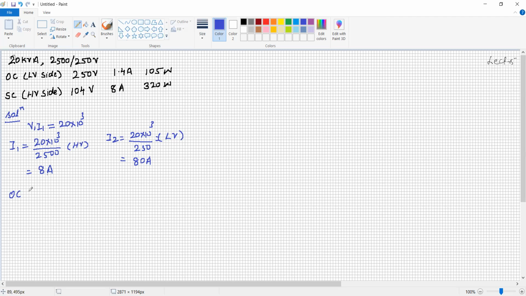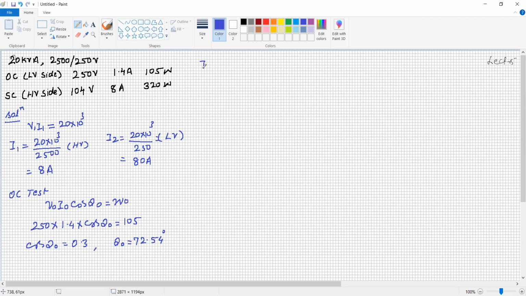Now from OC test, V0 I0 cos theta 0 is equal to W0, so 250 multiplied by 1.4 into cos theta 0 is equal to 105 watt, and hence cos theta 0 is equal to 0.3 and theta 0 is equal to 72.54 degree.